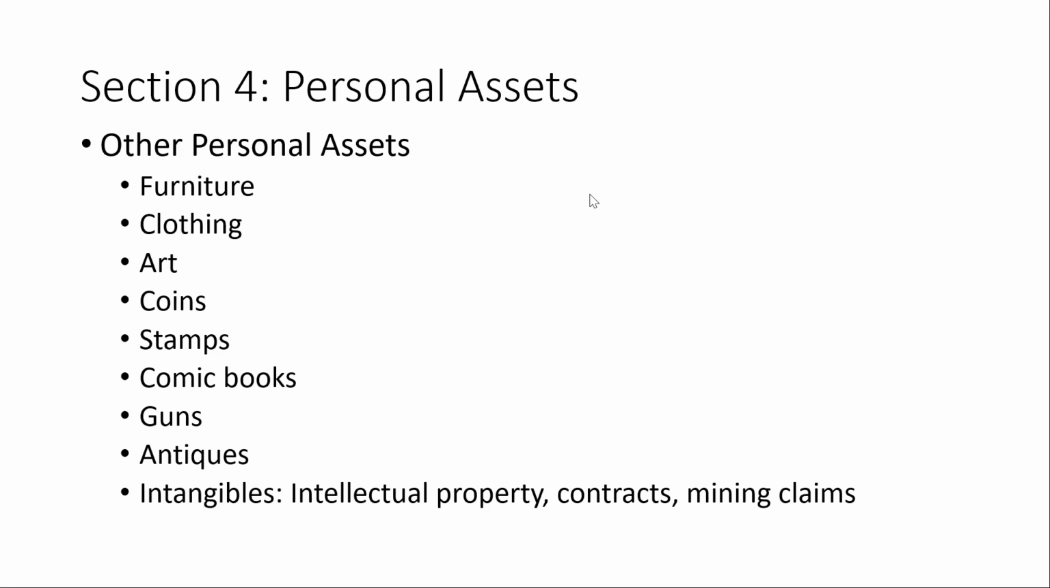Common examples are antiques, art, coins, stamps, comic books, guns, things with value, sometimes worth hundreds of thousands of dollars for like a middle class person, and they've got like a $200,000 stamp or comic book or gun collection. Right? It's not super common, but it's not uncommon either.